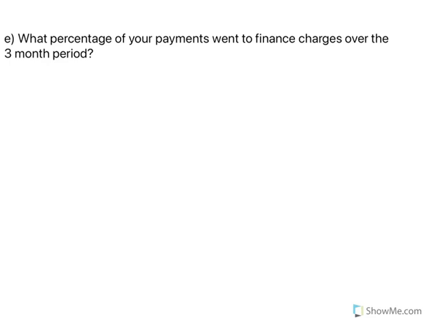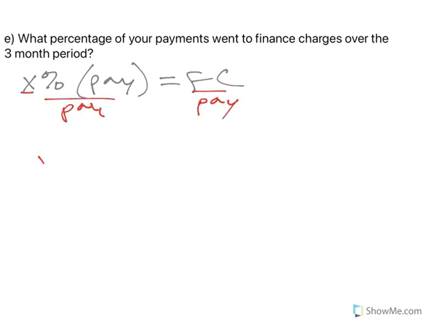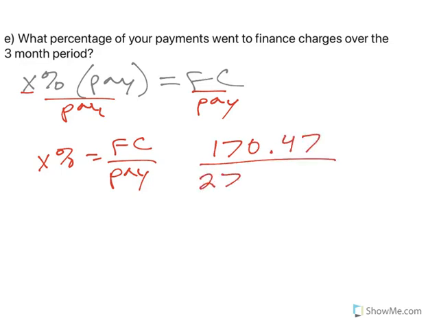What percent of your payments went to finance charges? If you think about this, of what percent of your payments, that means multiply, went to finance charges. So if I want to get my X by itself, I would divide both sides by the payments. So my X percent is the finance charges divided by the total payments. We know the finance charges are $170.47, and our total payments are $272.04. When I divide those, I get 0.6266, goes on forever.